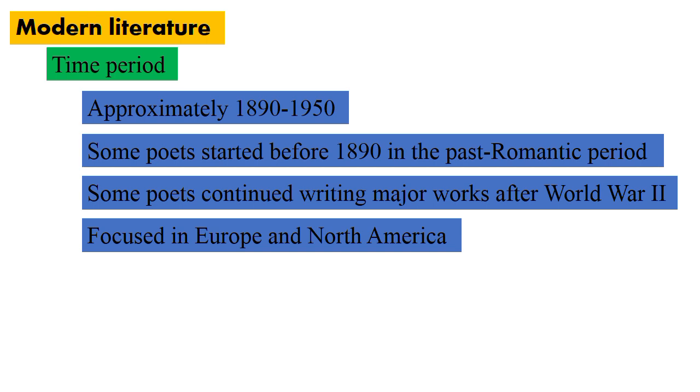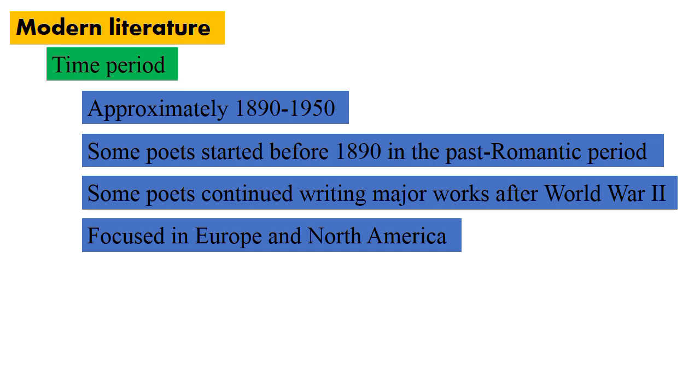Now, some poets did start before 1890 as post-romantic poets. William B. Yeats was one of those. We may or may not study him this year. And so they're still considered modernist poets, even though they were writing before 1890. Some poets continued writing after World War II. E. E. Cummings and T.S. Eliot were still writing after 1950, but again are still considered major players in the modernist movement.